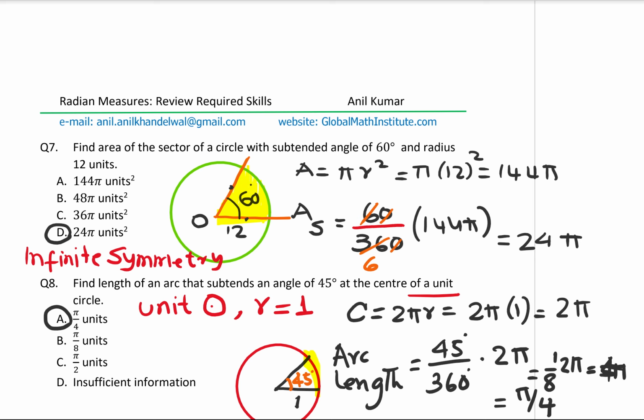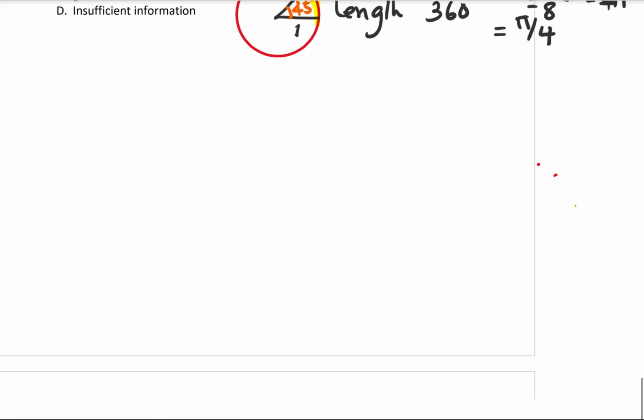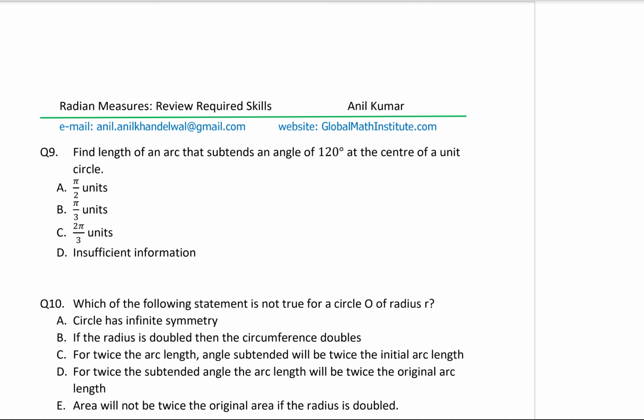So I hope the steps are clear. Again, we have utilized infinite symmetry of a circle, and we have taken ratio of what angle is of our interest against 360 degrees, which is one full circle angle. Now we are almost at the end. Question number 9 and 10. Question number 9 here is, find length of an arc that subtends an angle of 120 degrees at the center of a unit circle. So again, we are working with unit circle. So as is clear to you, when we say unit circle, it means radius is equal to 1 unit. We need to find length of an arc. So whenever we want to find length of an arc, let me highlight this.